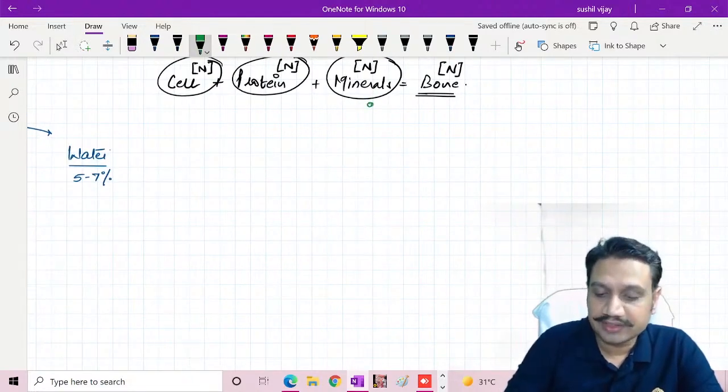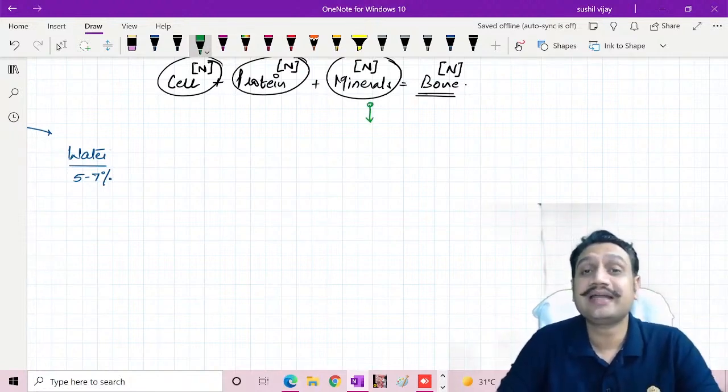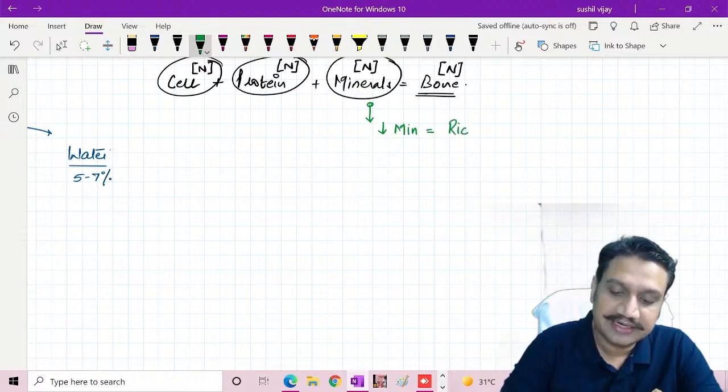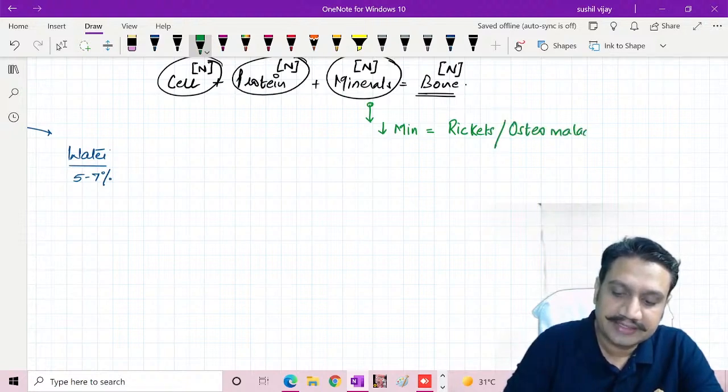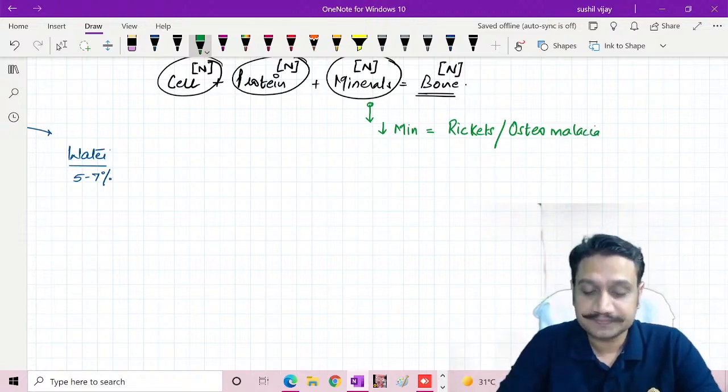Now what are the disorders which can affect the mineralization? What are the disorders which are linked to your minerals? Linked to your minerals, the decrease in mineralization is seen in what all disorders? Decreased mineralization is related to two disorders, and they are rickets and osteomalacia. Am I right? Rickets and osteomalacia. What is rickets or osteomalacia? It is a decrease in the serum values.